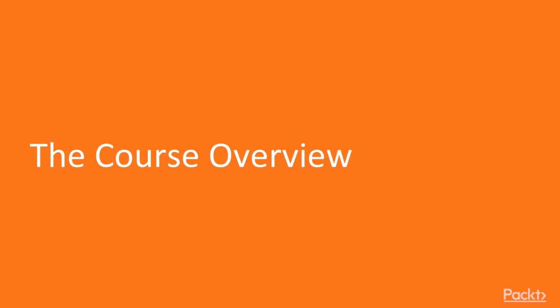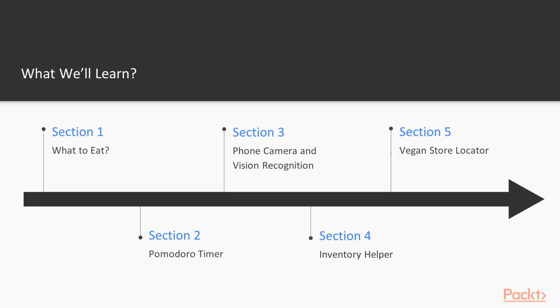Throughout the course, we'll be exploring how to build real-world applications with Ionic 4. We'll also make use of the phone functionalities by using different kinds of Cordova plugins available to us through Ionic Native. In the first section, we'll start off with building a food decision app called What to Eat Today.